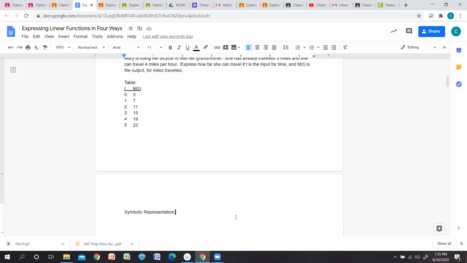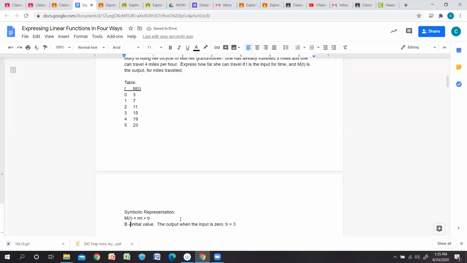So for a symbolic representation, right, we have m of t equals mt plus b. t is our input variable. So we think we need m, which is slope, and b, which is our initial value. So b is initial value. What does that mean? The output when the input is 0. And that's always what it is, initial value. You also hear y-intercept, okay? And that value is 3. That's how we do that.